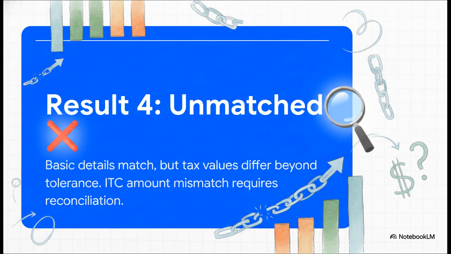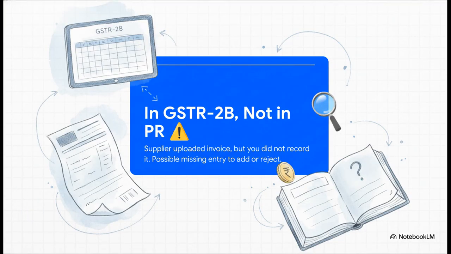Then we get to the big red X, unmatched. This is the result that you need to pay attention to right away. It means that even though some of the basic details might line up, the tax values are significantly different. This is a critical error that directly impacts the input tax credit you can claim, and it's something you have to resolve.